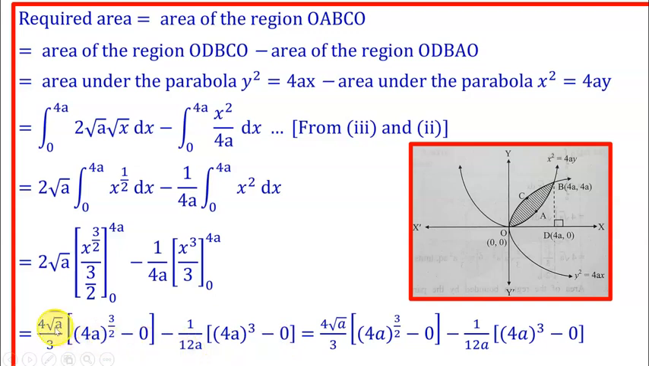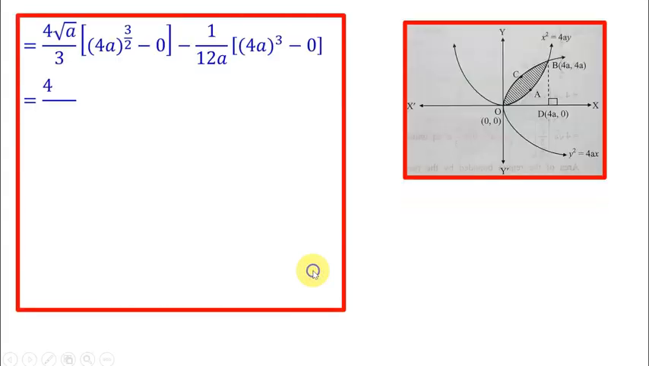Okay. Then you will have 4 root a upon 3. This is the first one, 4a bracket raised to 3 by 2, and this is the first part. And what about the next? 1 upon 12a in bracket 4a raised to 3 minus 0. Now the next simplification. Then you will have 4 root a upon 3 into 4a raised to 3 by 2. Means what here? 4 raised to 3 by 2 is nothing but 8 a raised to 3 by 2.